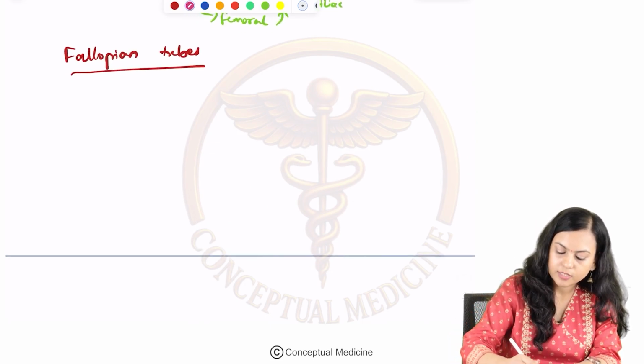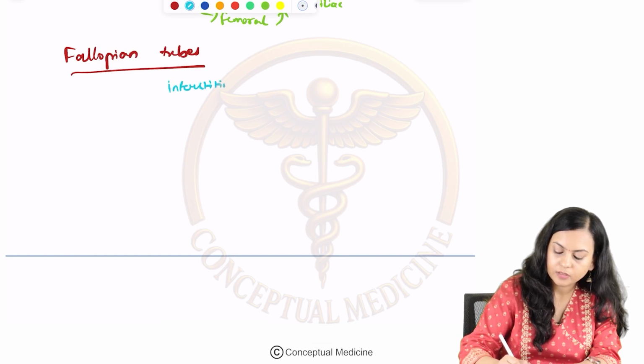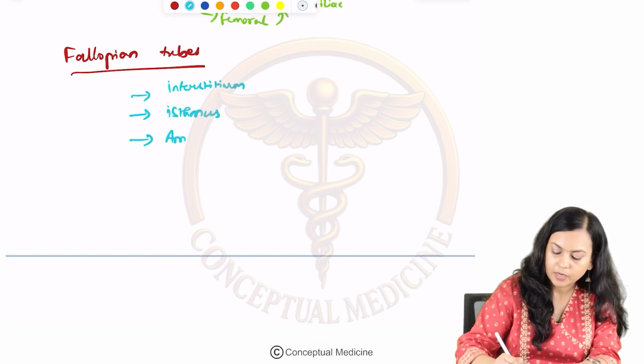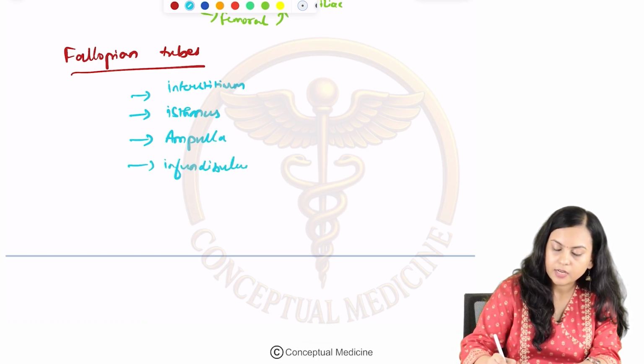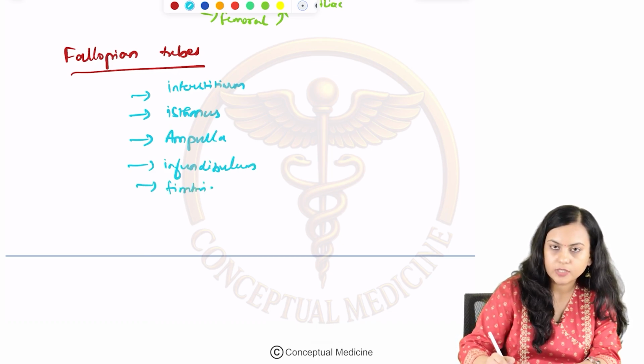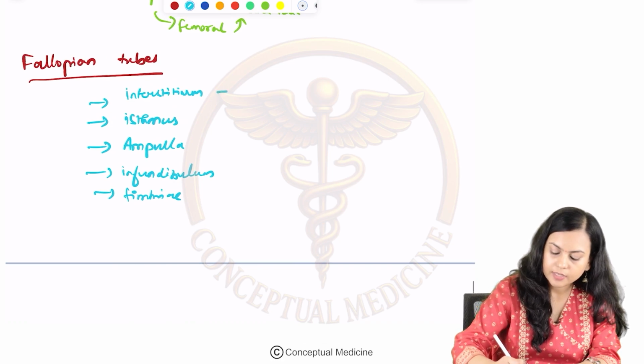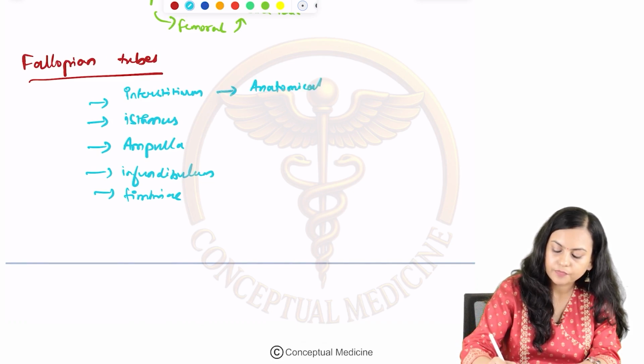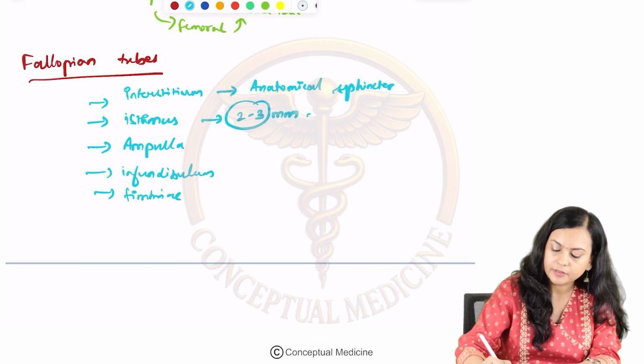So what are the four parts of the tube? It is the interstitium, isthmus, ampulla, infundibulum and fimbriae. Fimbriae opens into the abdominal cavity. Now, the interstitium part is also known as the anatomical sphincter. Isthmus is the narrowest part of the uterine tube, which is only around 2 to 3 millimeters, and this part is known as the physiological sphincter.